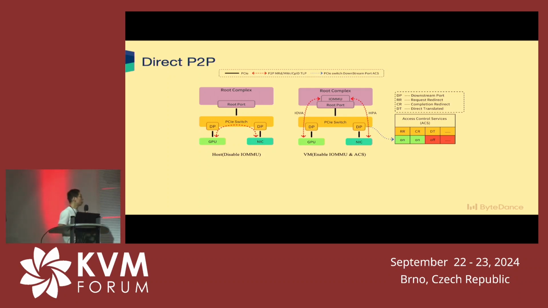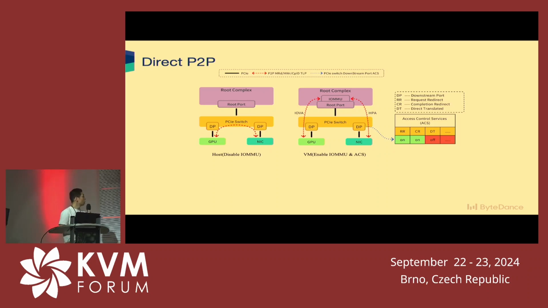When we enable IOMMU and the GPU and the NIC are both passed through into one VM, now the TLP will carry the IOVA and it can't be routed by the switch directly. The switch will redirect the TLP that carries the IOVA to the root port, and the IOMMU will translate the IOVA to HPA. After this, the switch can route this TLP directly.